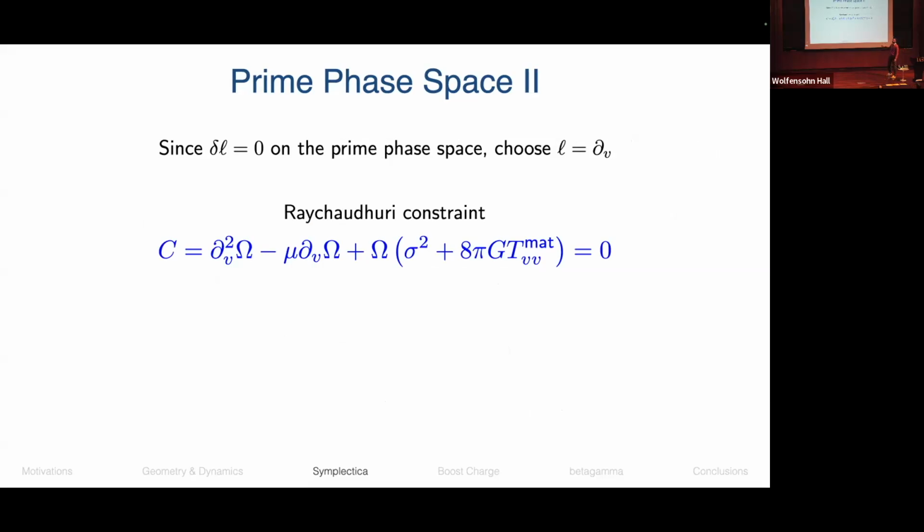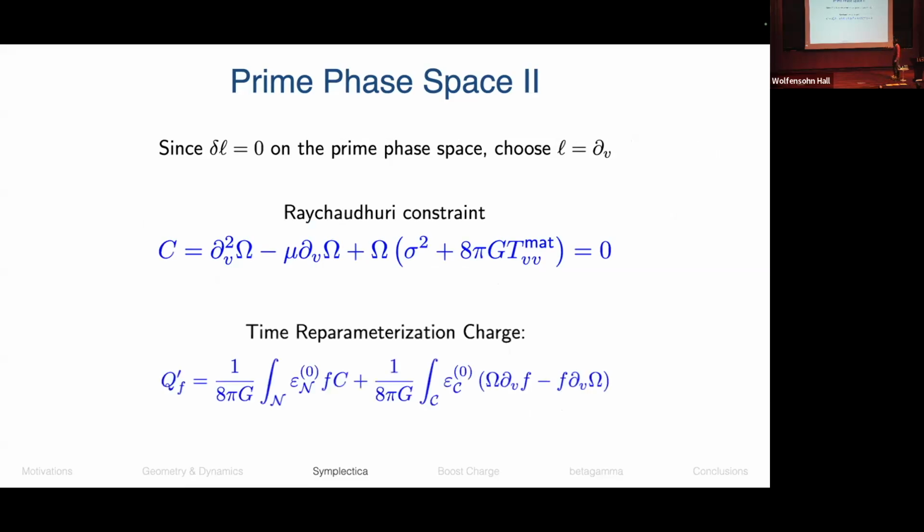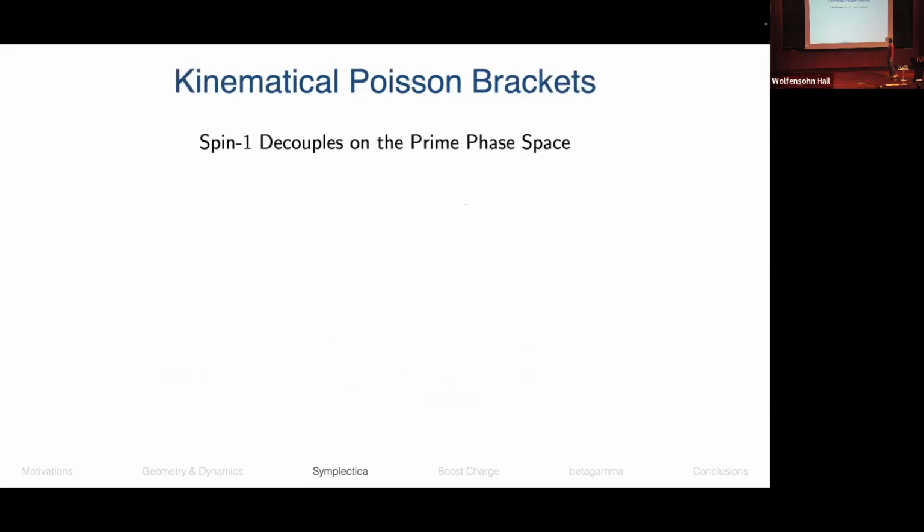Okay, where first it was written in terms of the expansion. Then the time reparametrization charge can be computed from the equations above. It contains the Raychaudhuri constraint plus a corner term, which has this form, which is going to be very important for computing the boost charge later on. Okay, so these are the two main equations. Notice the Raychaudhuri constraint is going to appear a lot later on as well.